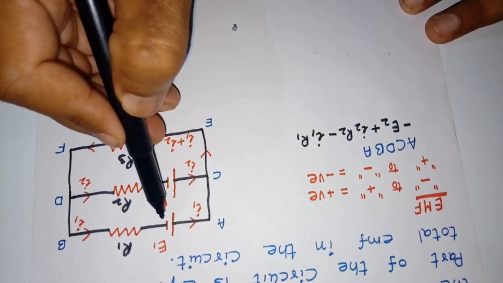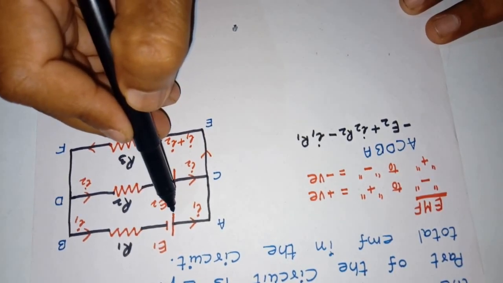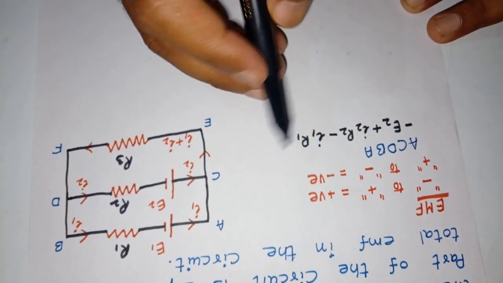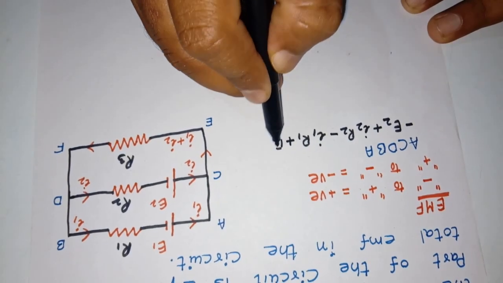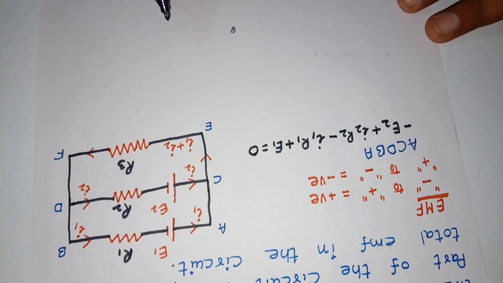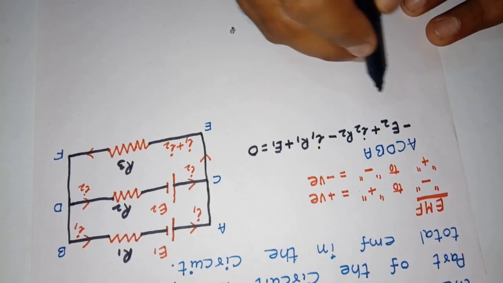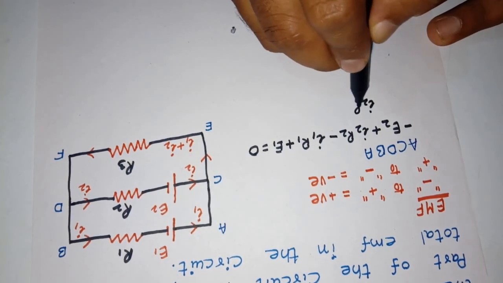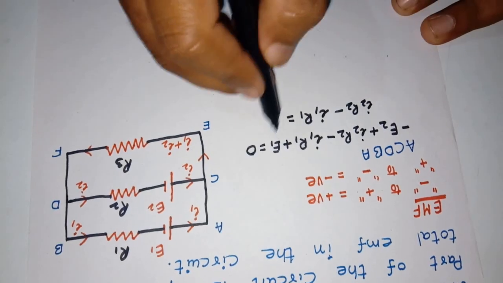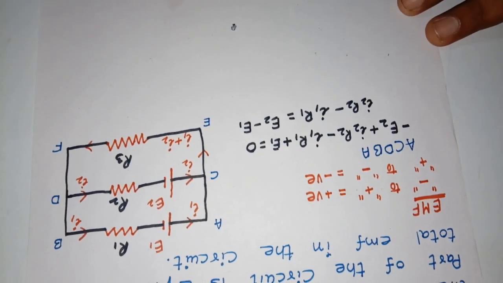and then we have a battery here, E1. Here we are moving first from the negative terminal to the positive terminal. So the EMF of this battery will be taken as positive as per the sign convention, that is plus E1. This must be equal to 0. So this is the voltage rule. We can also write it like this: I2 R2 minus I1 R1 is equal to E2 minus E1.